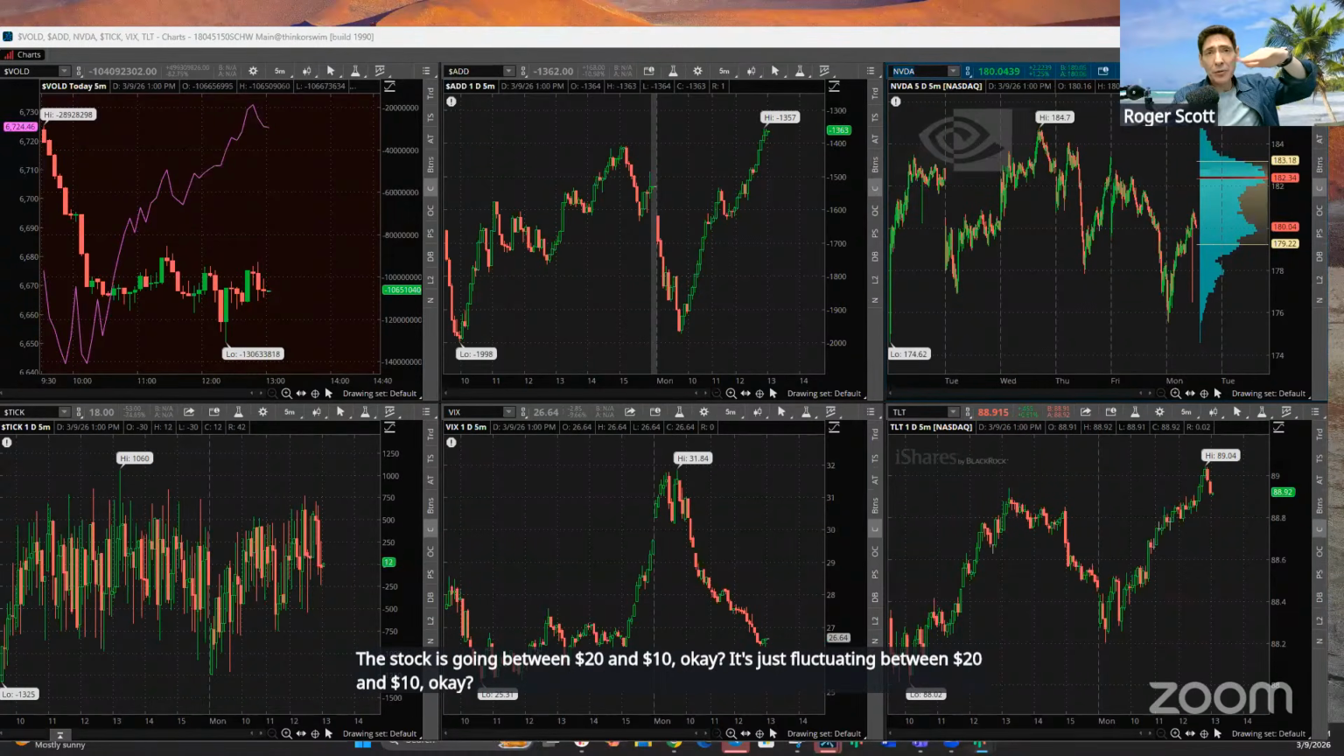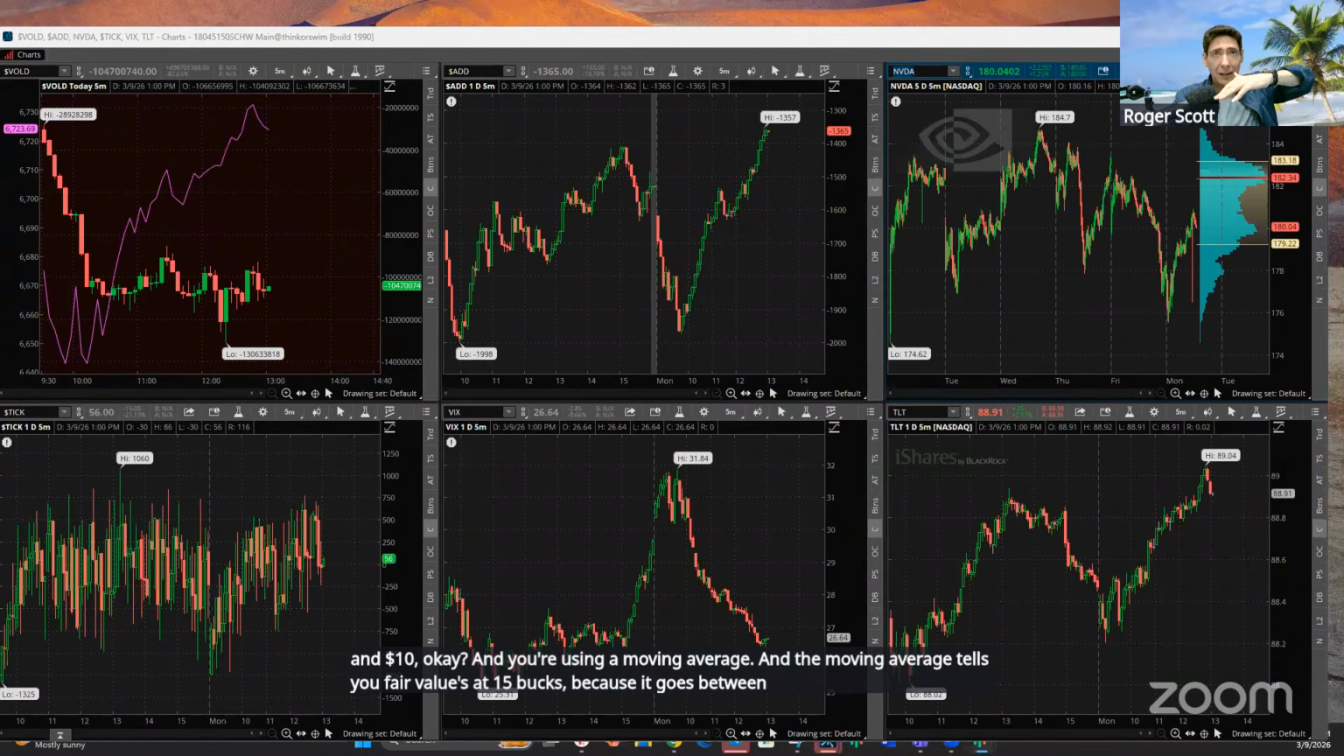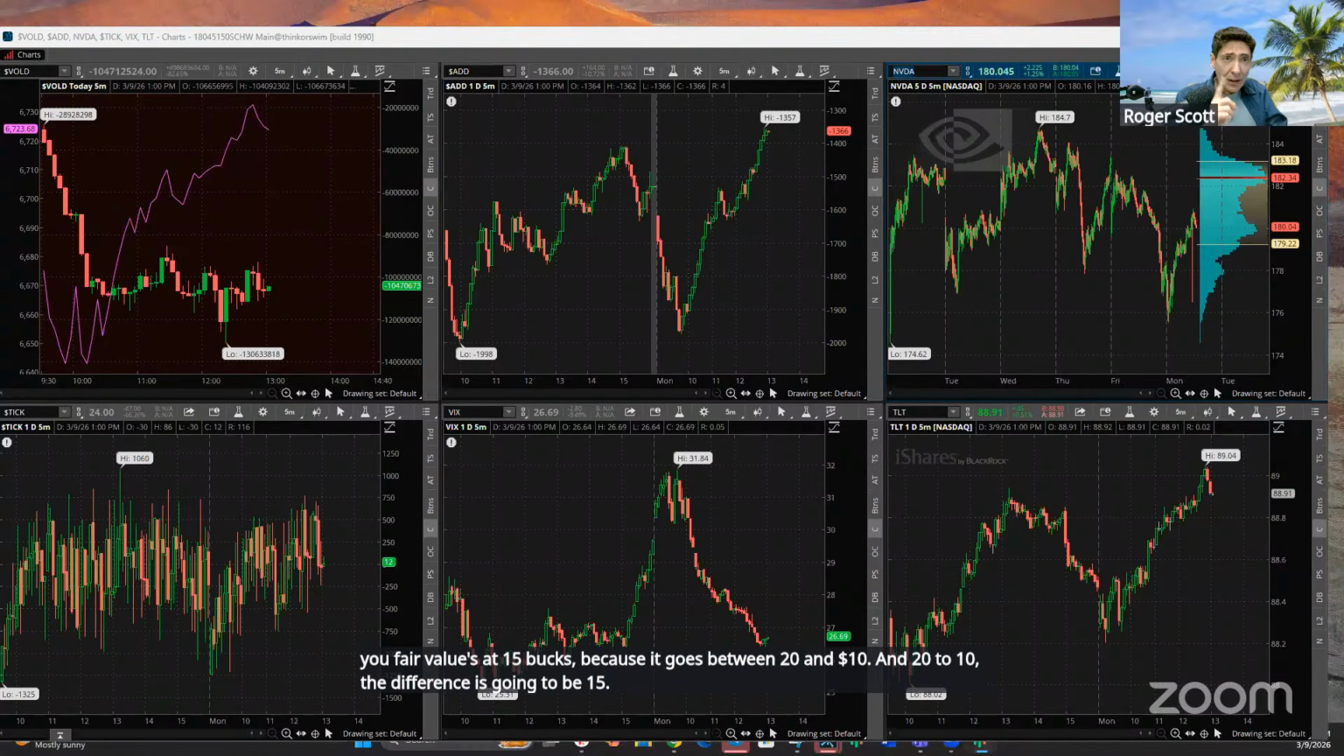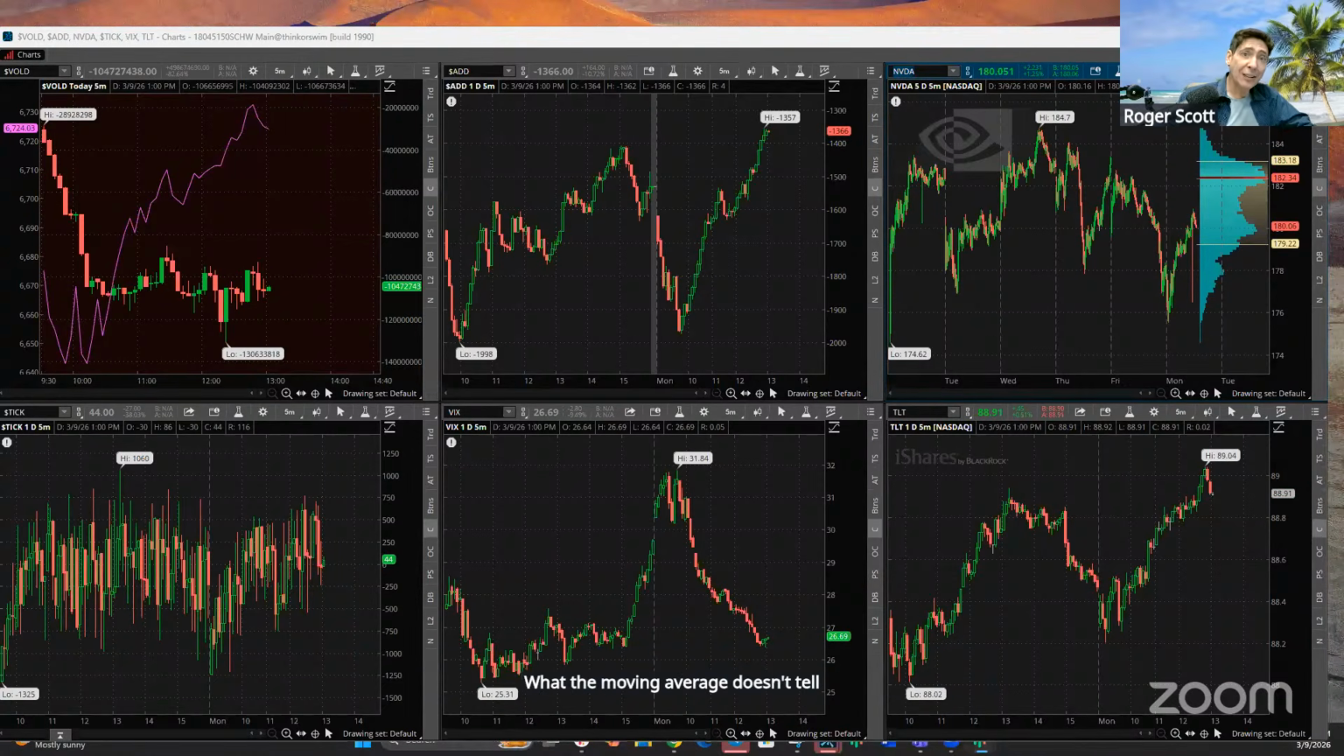And you're using a moving average. And the moving average tells you fair value is at $15 because it goes between 20 and 10. And 20 to 10, the midpoint is going to be 15. What the moving average didn't tell you is this.